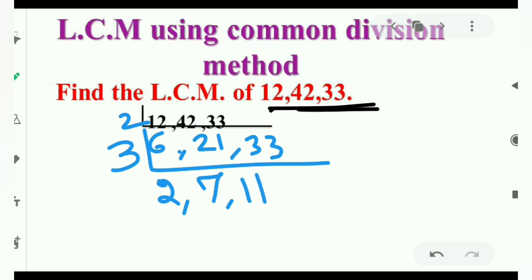Here, can you find some two numbers in common? Any two numbers with similar factor or same factor? No, right? These three are completely opposite numbers with no common factor. So we are going to stop with this step.